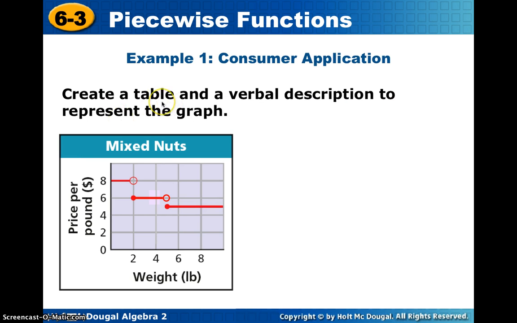Okay, so let's see if we can create a table and a verbal description to represent this graph. So when I look at the graph, I can see that I have a couple different prices for the different weights. I have a price of $8 for this weight going from 0 to 2. Then I have a price of $6. Let's see.